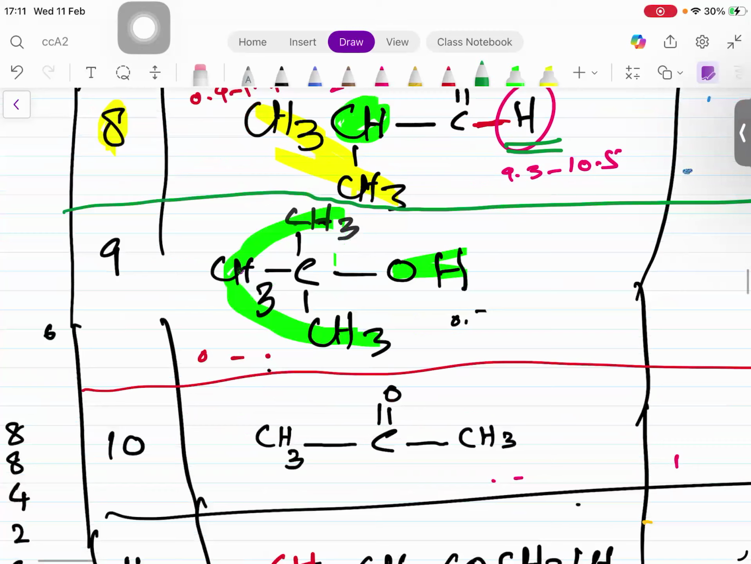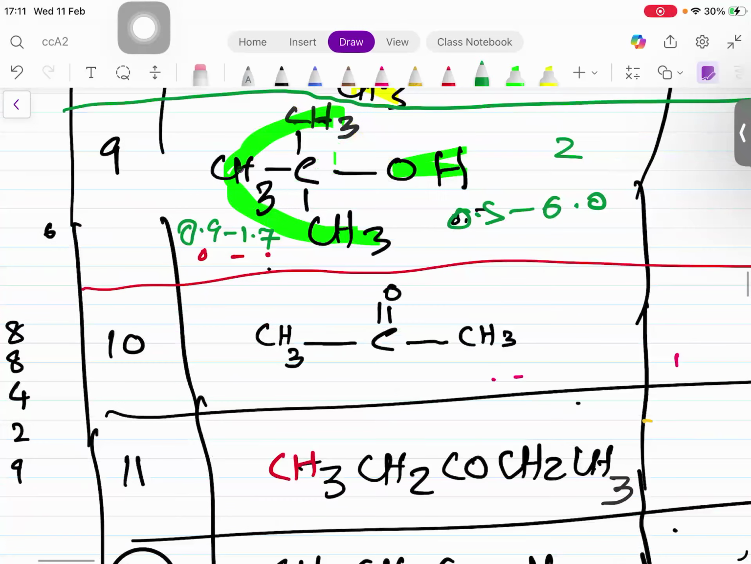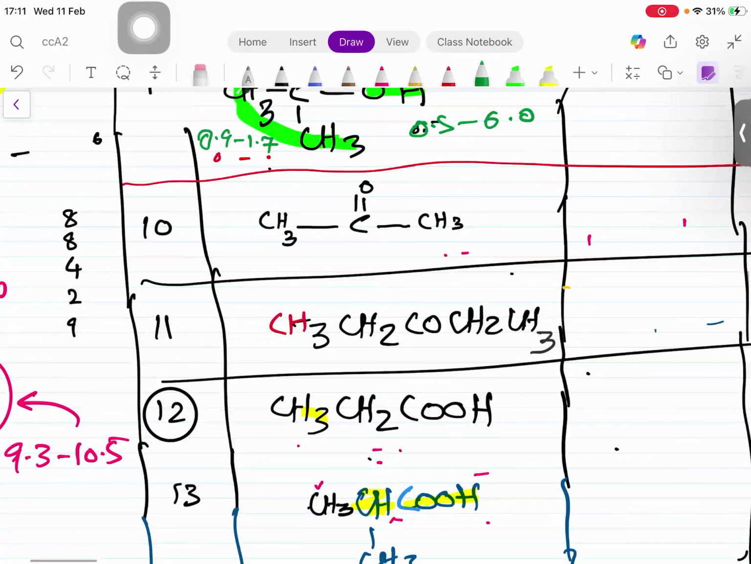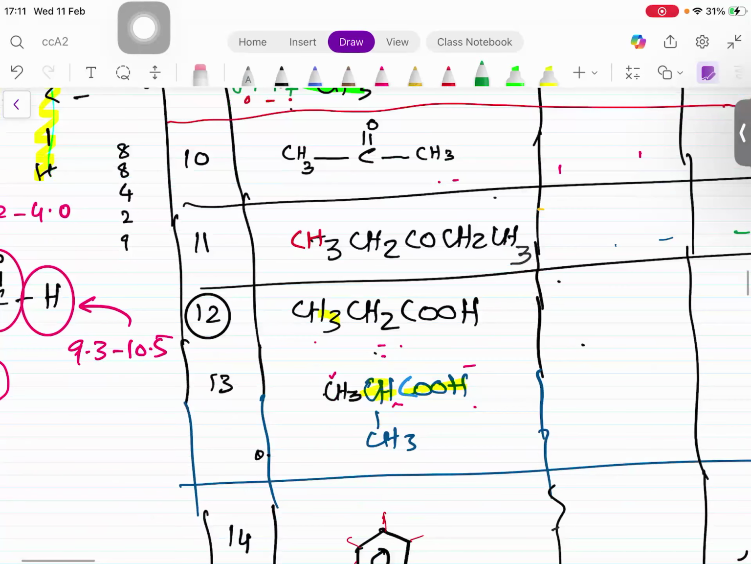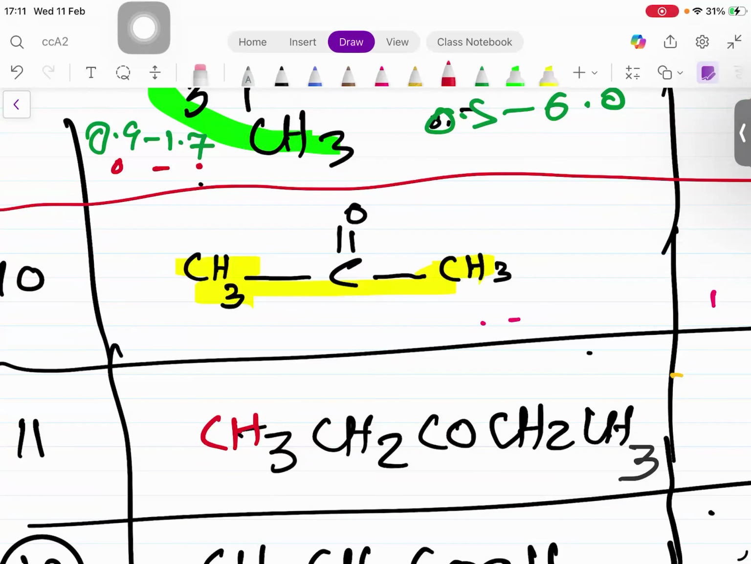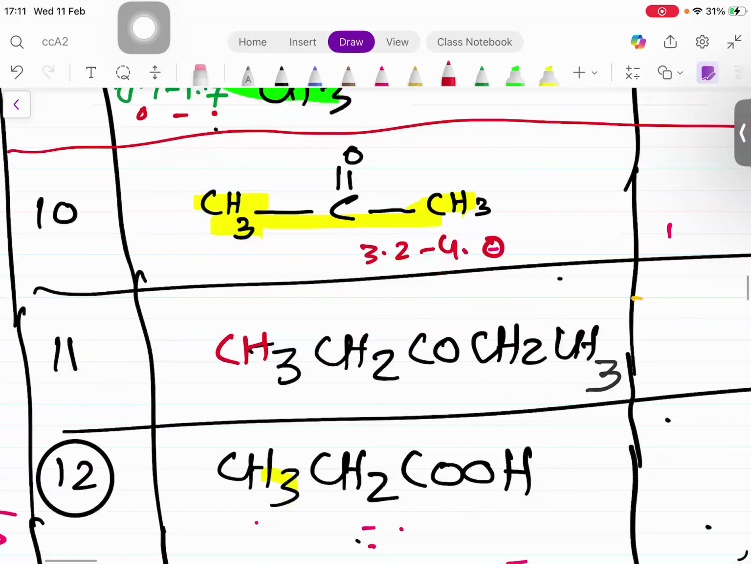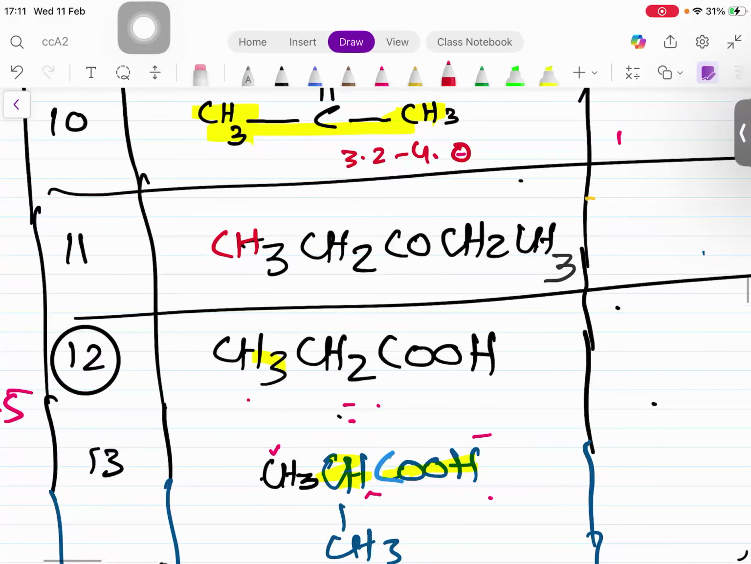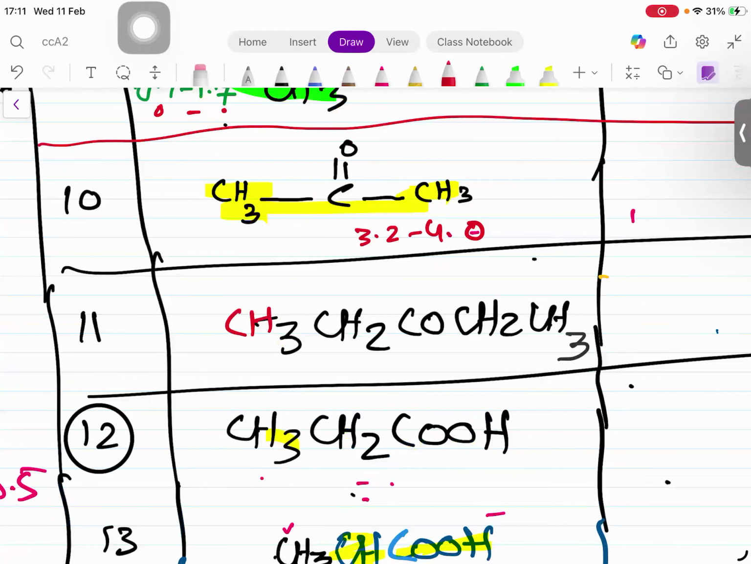9, 2 peaks. This one is 0.9 to 1.7, and what about the OH? 0.5 to 6. What about 10? 10 has only 1 peak, Mr. Aziz. Both CH3s contribute to 1 peak, and 3.2 to 4 because of the neighbor of CO. Only 2.2 to 3, not 3.2 to 4, because the neighbor of CO is 2.2 to 3, alkyl next to C double bond O. Yeah, that one. How much? 2.2 to 3. Okay, my apologies.